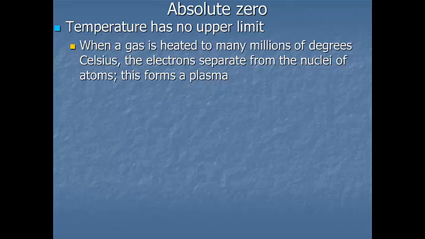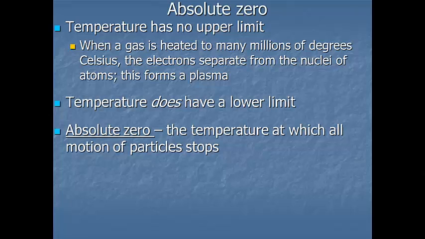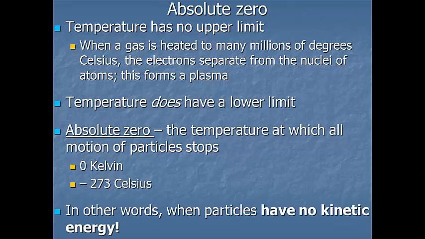So there is no upper limit, but there is a lower limit. And we call that lower limit absolute zero. That is the temperature at which all motion of particles stops. It's 0 Kelvin, and on the Celsius scale, it's negative 273 degrees Celsius. So again, absolute zero is the temperature at which all motion of particles stops. In other words, at absolute zero, the particles have no kinetic energy.